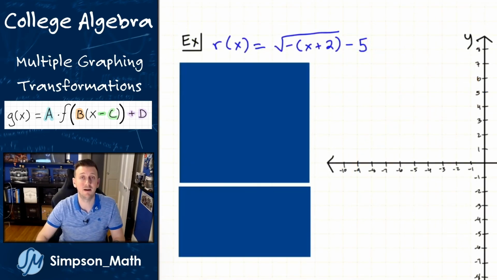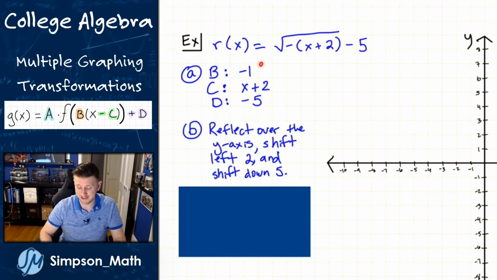All right, I would like you to try r of x, which is the square root of negative x plus 2, and then minus 5. So what are the letters? What are the changes? And then graph it. I'll come back with the transformations and the letters right after the break.